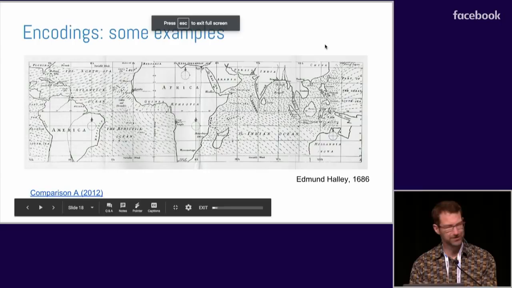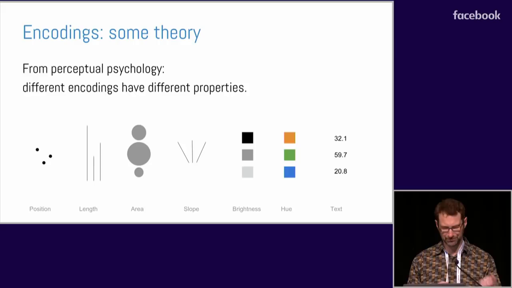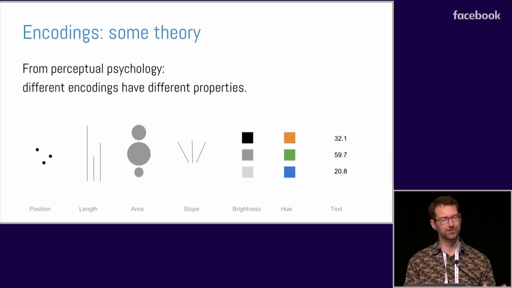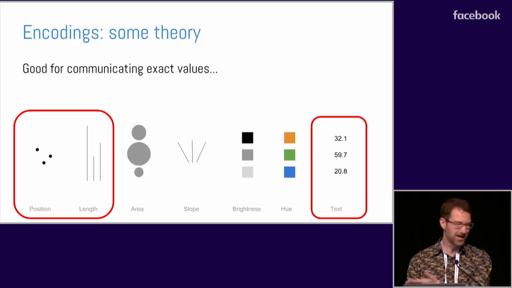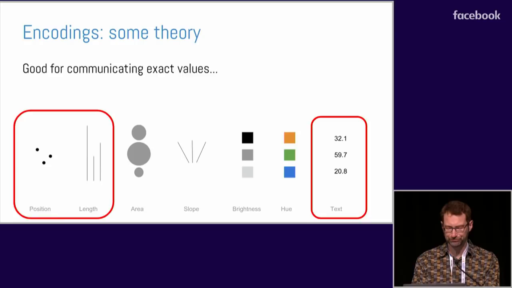So let's talk about those encodings specifically. There are many different types of ways that you can put numbers into images. You see some of them laid out here. There are certainly many more. And the whole game behind visualization is that each of these are good for various things. So for example, position and length are very good for communicating exact values, as is text, for instance. Certainly you can get things to the nth decimal point that way.